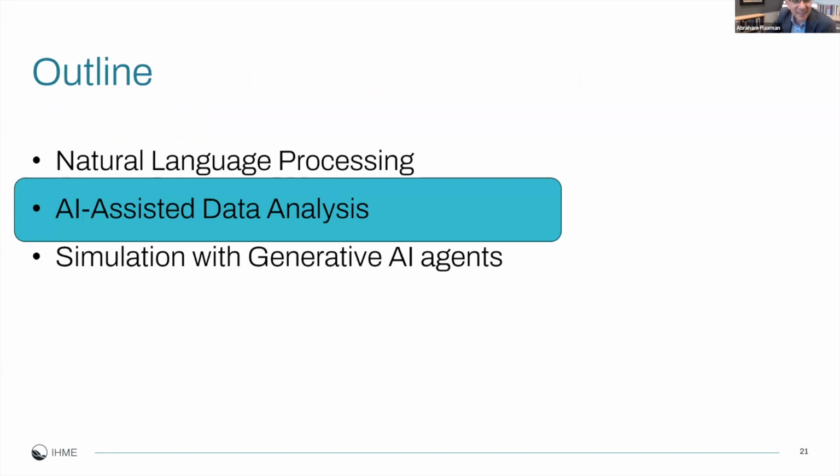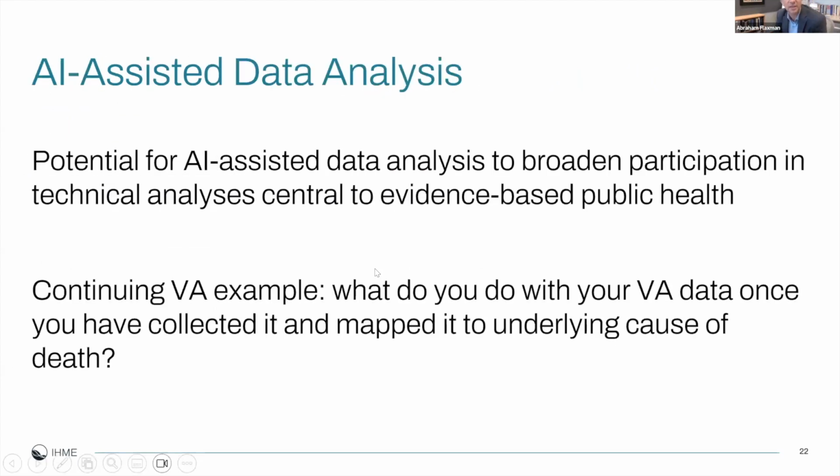I unfortunately have to speed up because I'm taking longer than I did in practice, getting excited about all of this. But I do want to tell you that AI-assisted data analysis is not the first thing that came to mind when I was thinking about using generative AI in public health. It was really that natural language processing stuff. But AI assist for data analysis, I think actually could be a bigger change in how we do this quantitative public health stuff. It is really a potential to broaden participation in the technical analyses that are central to evidence-based public health.